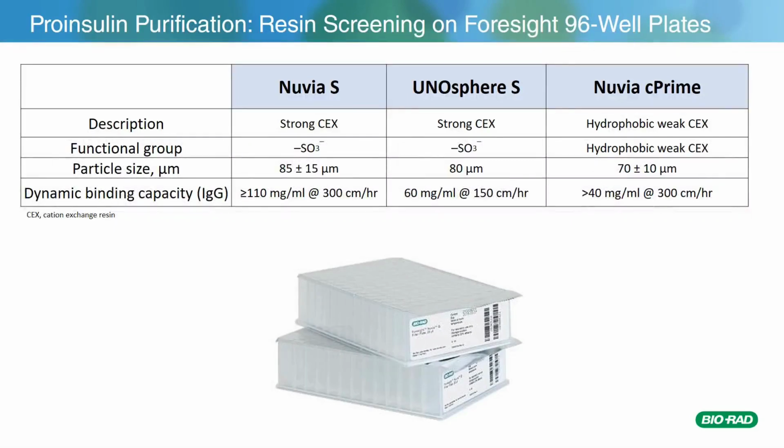And high throughput screening was done on 4-site 20 microliter 96 well plates to evaluate the binding capacity, determine optimal loading conditions, and to scout for elution conditions. The table here lists the properties of each of the 3 resins.